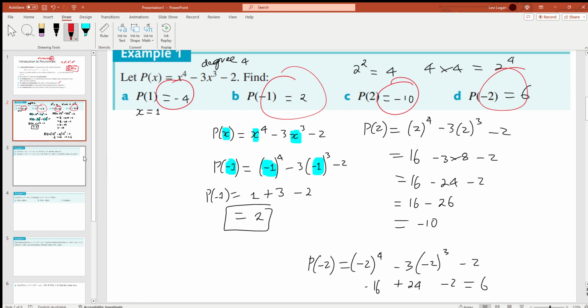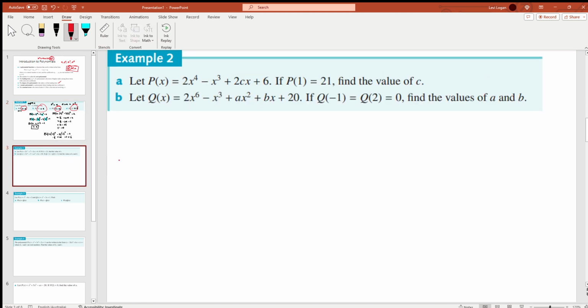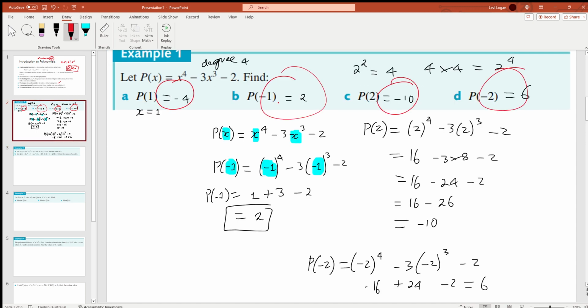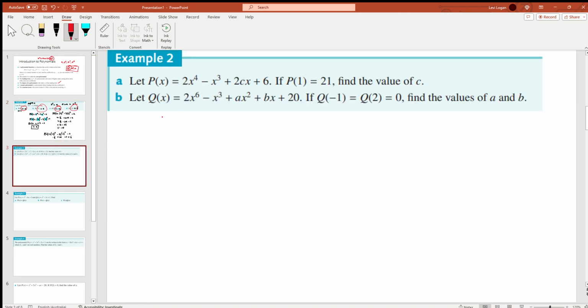Let's take a look at this next example that I've picked out. So it's got 2 parts. This one is very similar to the idea of what we were just doing before. The reason we did this one first is because we're going to need this information and this method to solve this next question.